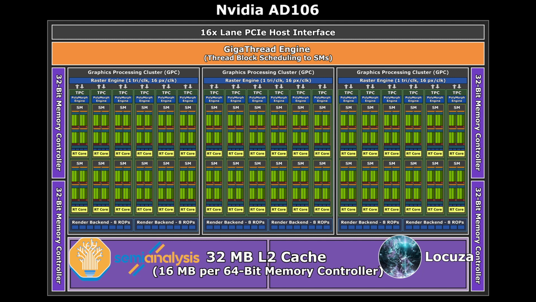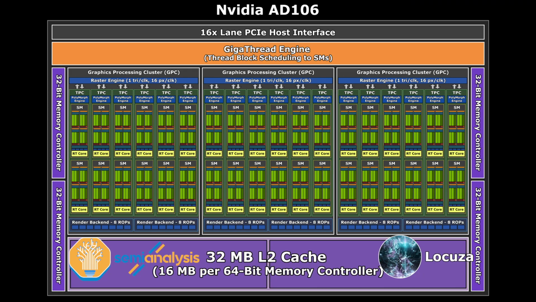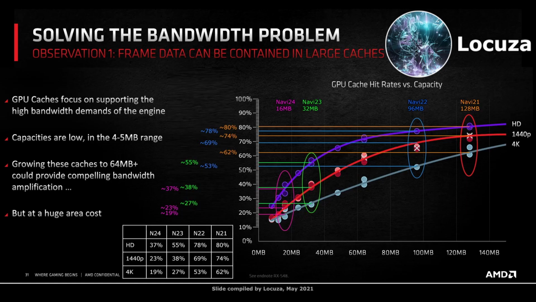That assumption might be optimistic given there's only 3 GPCs in AD106 versus the 6 in GA104, but Nvidia might be able to solve this with higher clocks and with their large 32 megabytes of L2 cache. With those 32 megabytes of L2 cache, hit rates for their cache are going to be 55% in 1080p, 38% in 1440p, and 27% in 4K. This is based on AMD's Navi 23, which also has a similarly sized 32 megabytes of L2 cache.